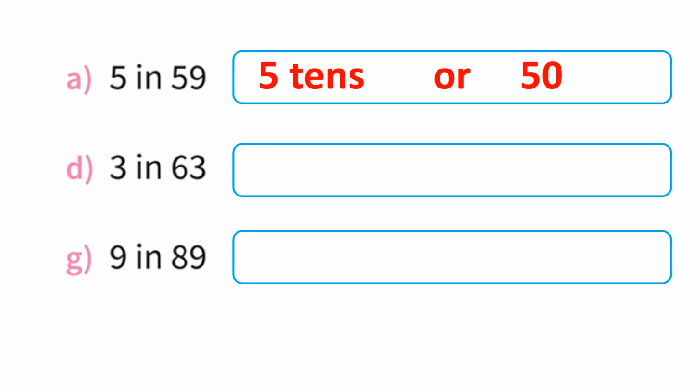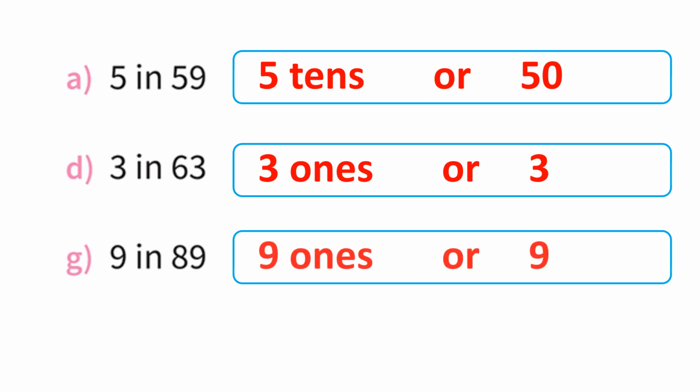Okay. Now see the next one. 3 in 63. So find out 3 in 63 in which place value it is. It is in ones column. So we will write down 3 ones or only 3. Okay. See the next one. 9 in 89. Again, where is 9 here? In ones column or in tens column? Yes, it is in ones column. So here also we will write down 9 ones or 9.